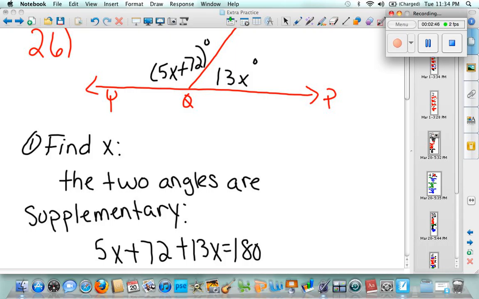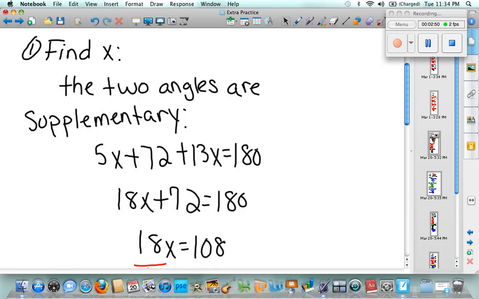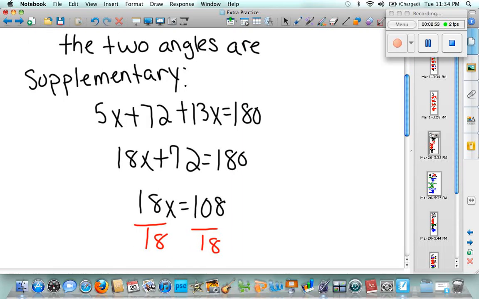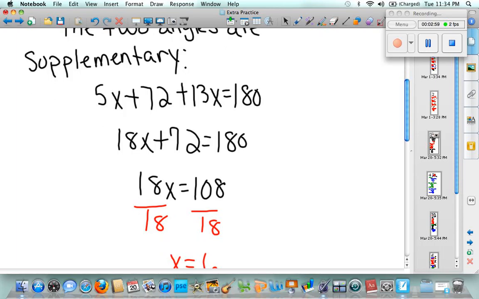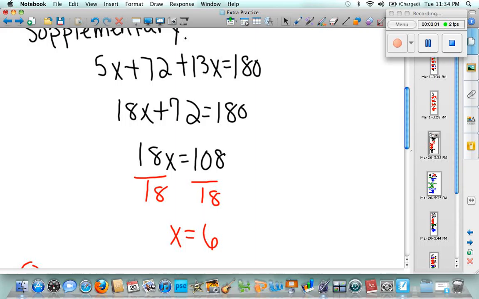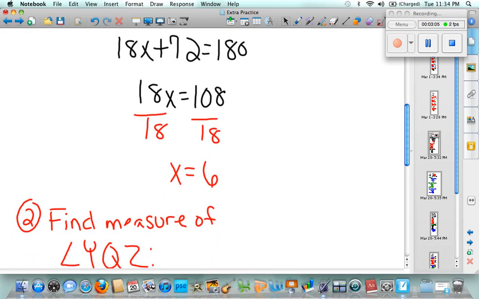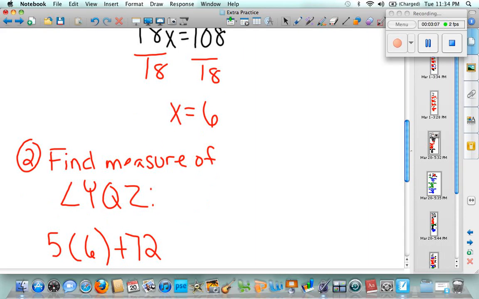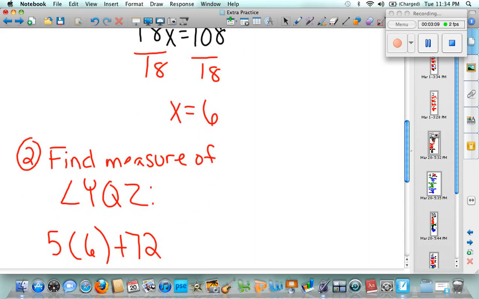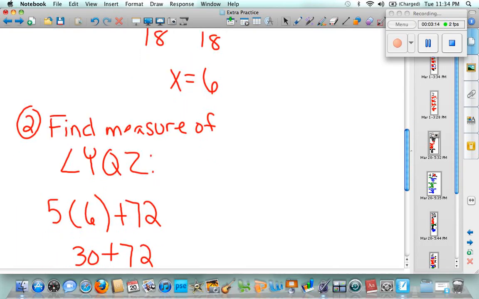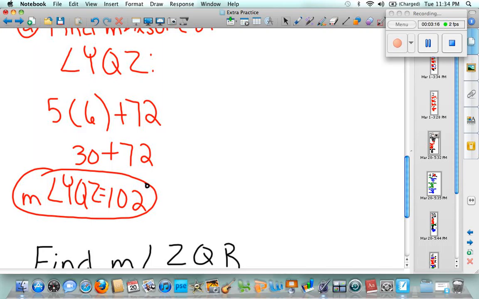To find x, we've got supplementary angles, which means the angles added together must equal 180 degrees. Combine our like terms, subtract 72 from both sides, and you get that x equals 6. Okay, but the question says to find the measure of angle YQZ, so we replace x with 6, simplify, and we get 102 degrees.